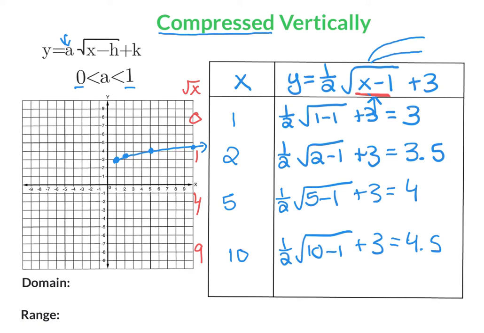And then for the domain and range, look at your smallest number. This time it is 1, 3. 1 is the x, 3 is the y. So the domain are all x values greater than or equal to 1, and the range are all y values greater than or equal to 3.